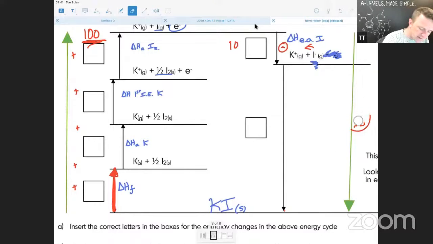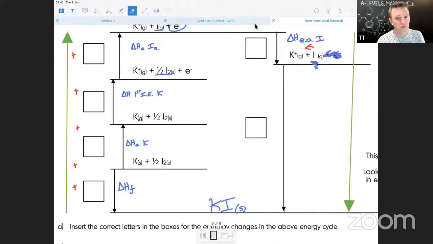You can still use the same format, okay? You can still use the same format. So all of this on the left-hand side in green equals the sum of everything on the right-hand side going down in green, okay? Does that make sense?